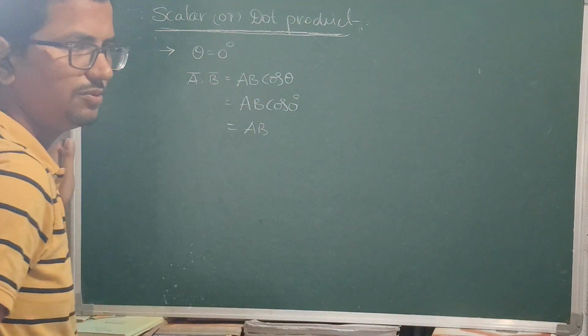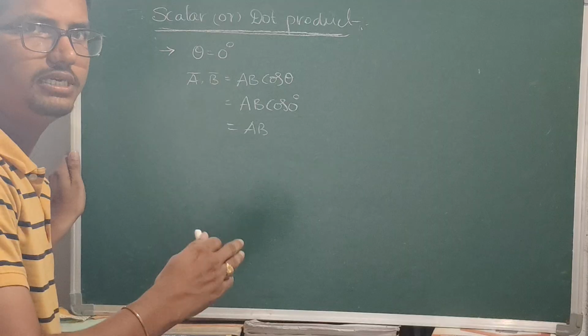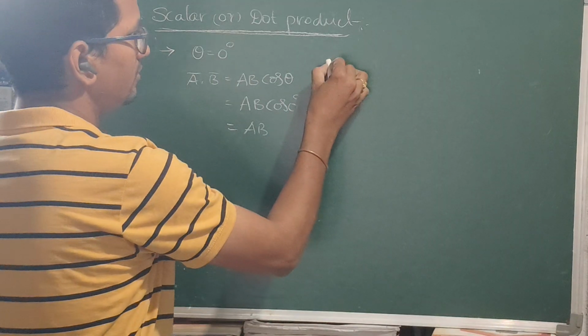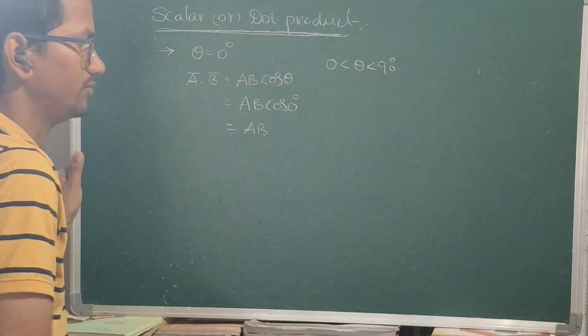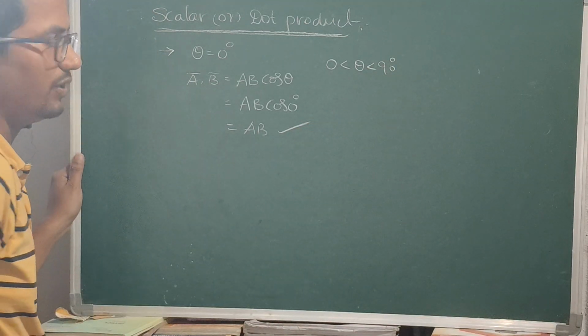Theta 0 means first quadrant. Yes or no? 0 to 90 is the first quadrant. We discussed that 0 less than theta less than 90 gives the positive value.